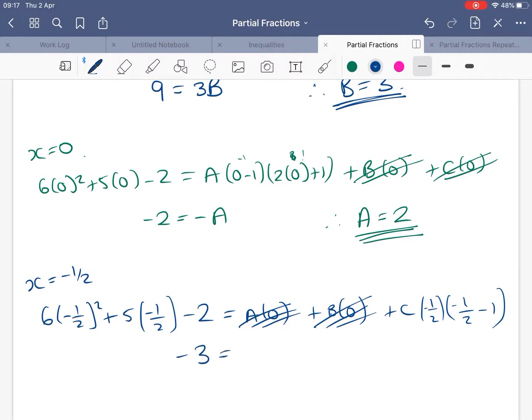And then I've got minus a half times minus a half minus 1. That's minus 3 over 2. So that's going to become 3/4 c. And so that will cancel with that. So c becomes minus 4.